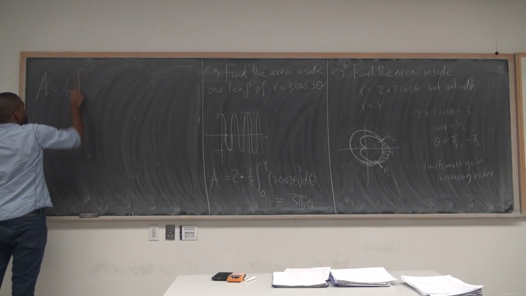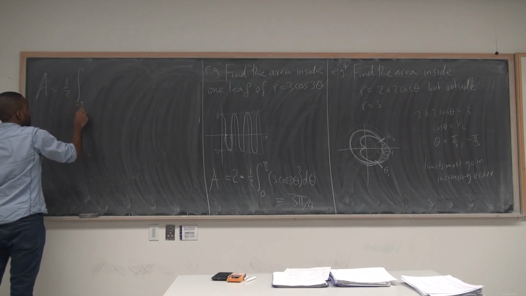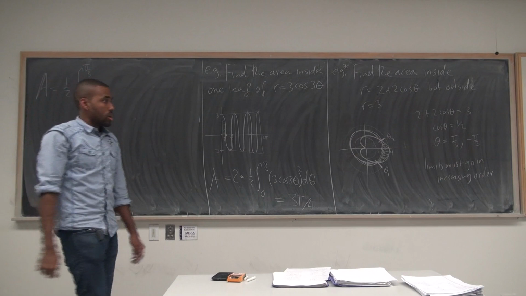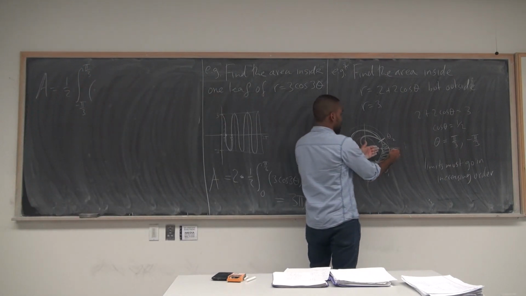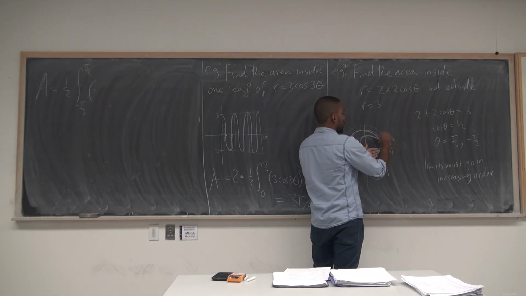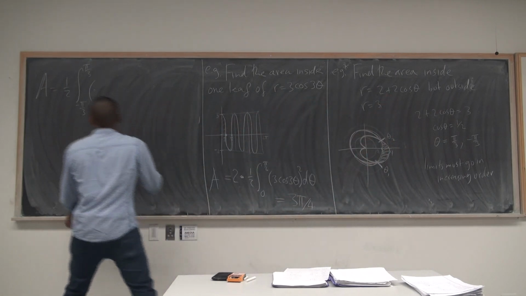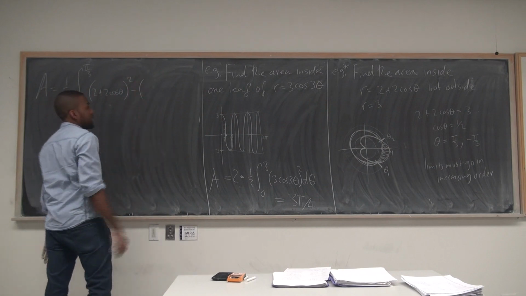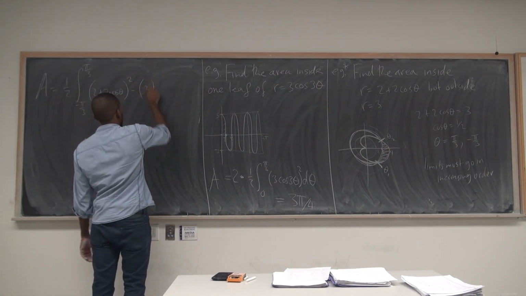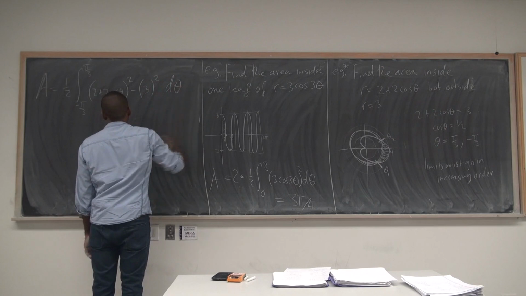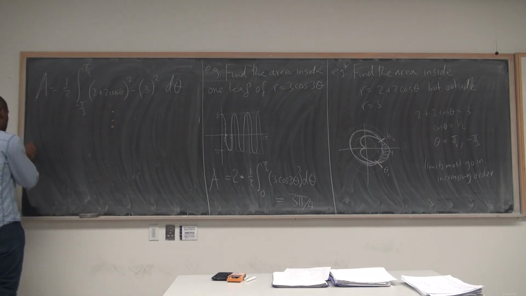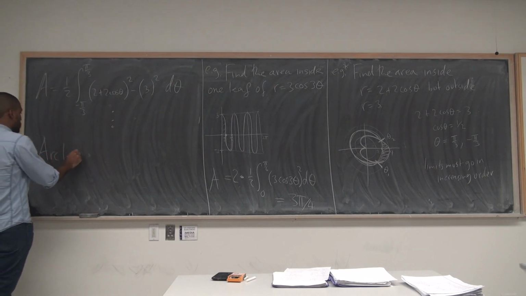And so the area here would be 1/2 the integral from minus pi over 3 up to pi over 3 of, remember how we find the area between curves? Outer radius squared, which is this guy, minus the inner radius squared, is that guy. Do that on your own. It's not a big deal.